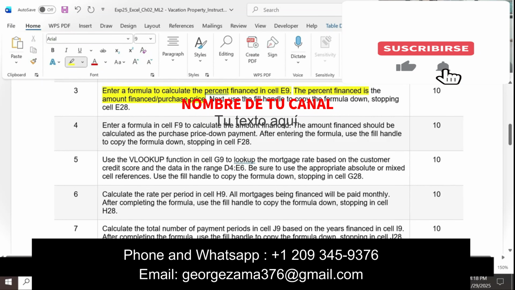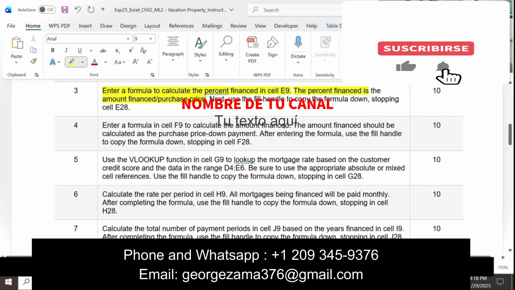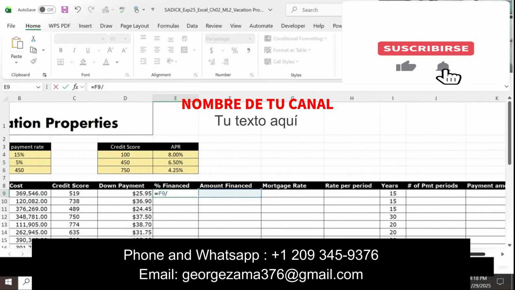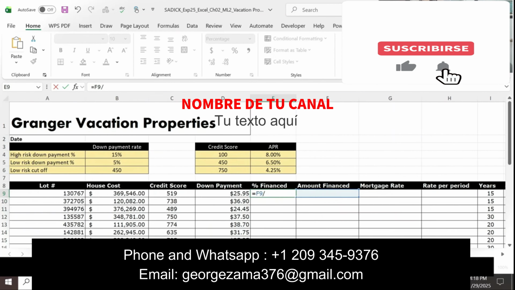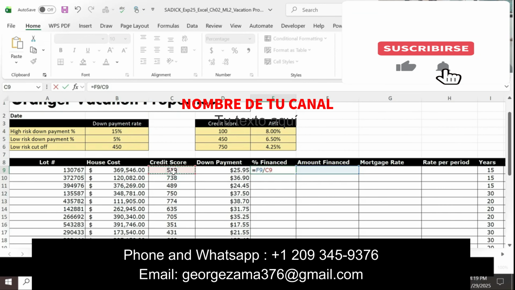So enter formula to calculate percent finance in E9, and there we use: the percent finance is amount finance over purchase price. Where is purchase price? We have to find the purchase price. Okay, purchase price is this one. Then simply divide. The answer is 0 because we haven't found amount finance till now.